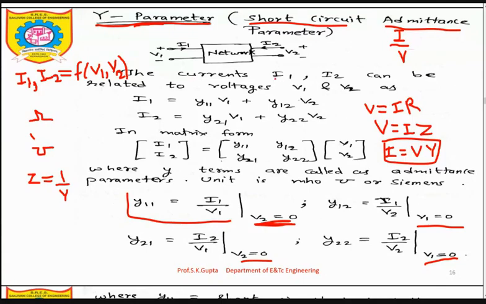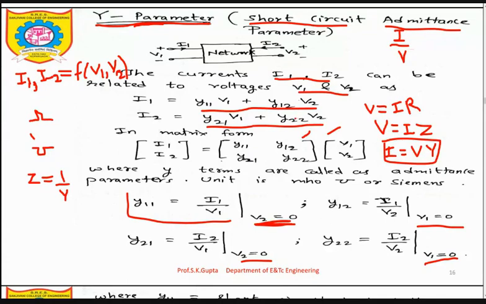So the currents I1 and I2 can be related to voltages V1 and V2 as I1 equal to Y11 V1 plus Y12 V2, and I2 equal to Y21 V1 plus Y22 V2. Then in matrix form representation: I1, I2, then the Y parameter terms Y11 Y12 Y21 Y22, and here the voltages. If we multiply these two matrices, we will get these equations.